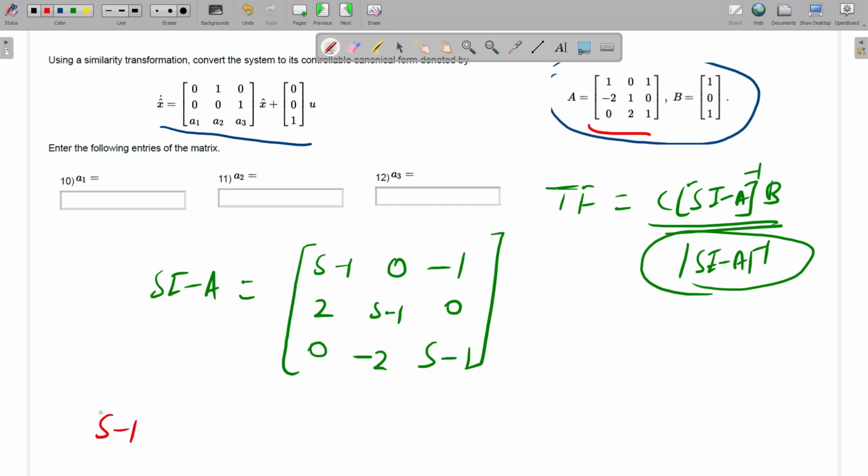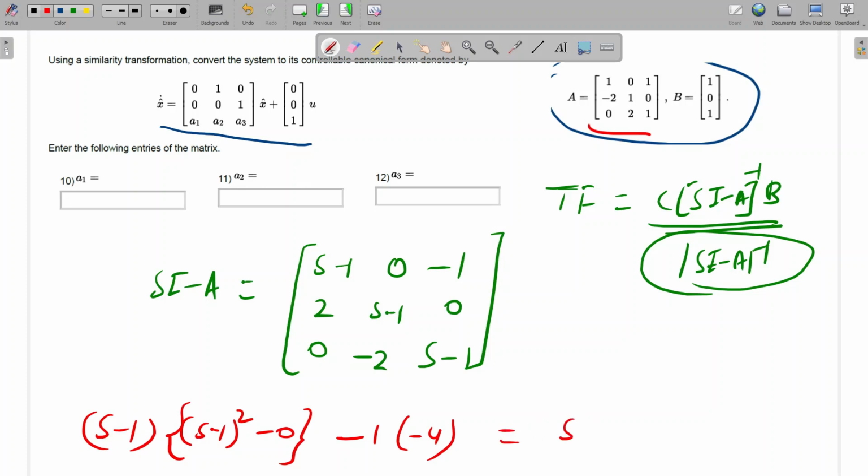So we can write the determinant. So first is S minus 1, and this will be S minus 1 whole square minus 0. Correct? And then third element will take as minus 1. So that will be 2 into minus 2, that will be minus 4. So it will be S square minus 2S plus 1 into S minus 1 plus 4.